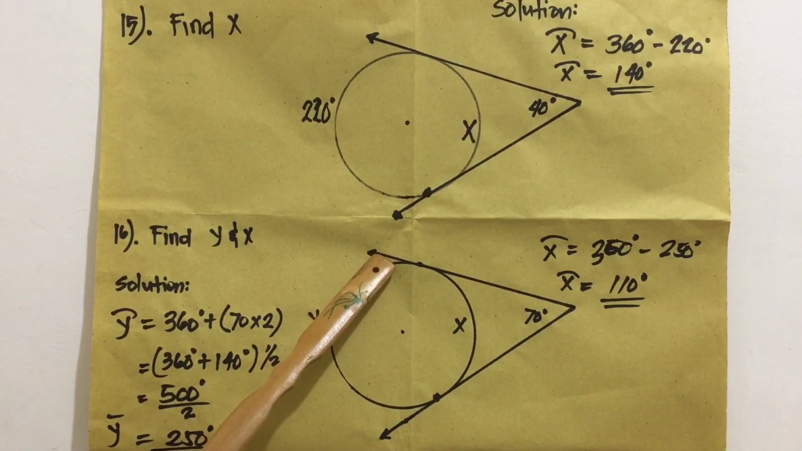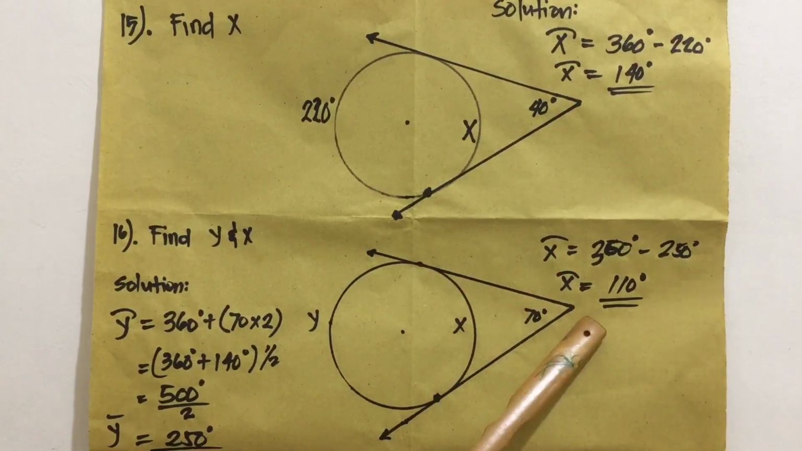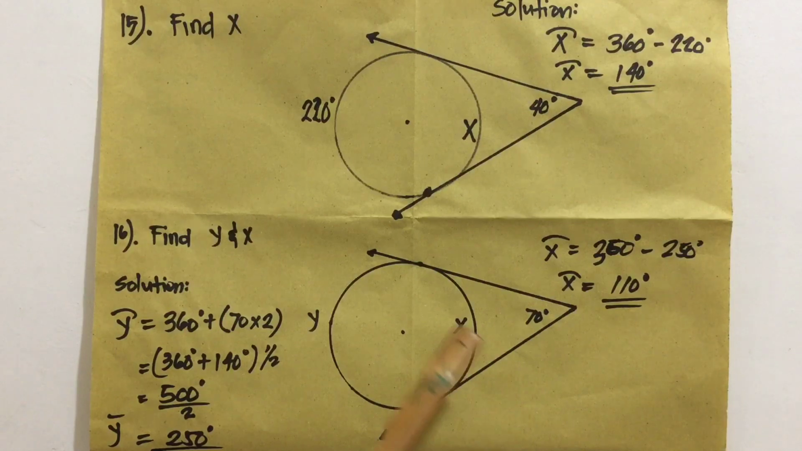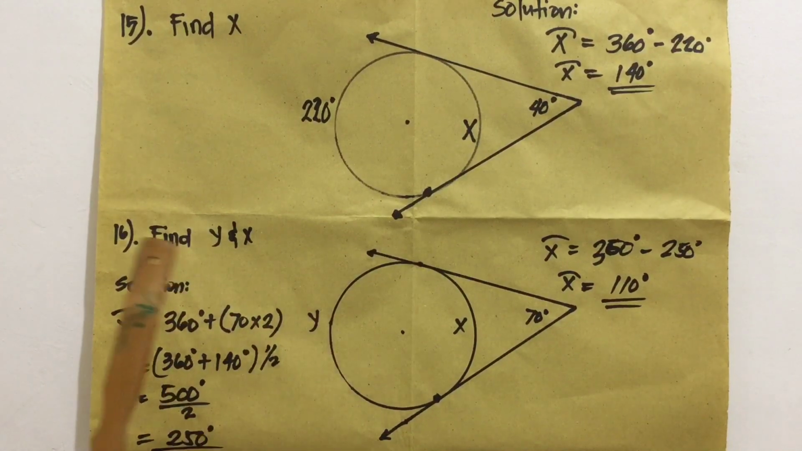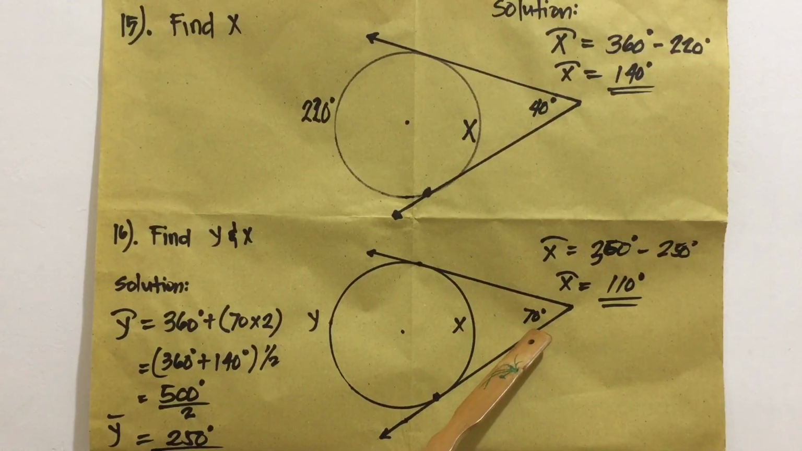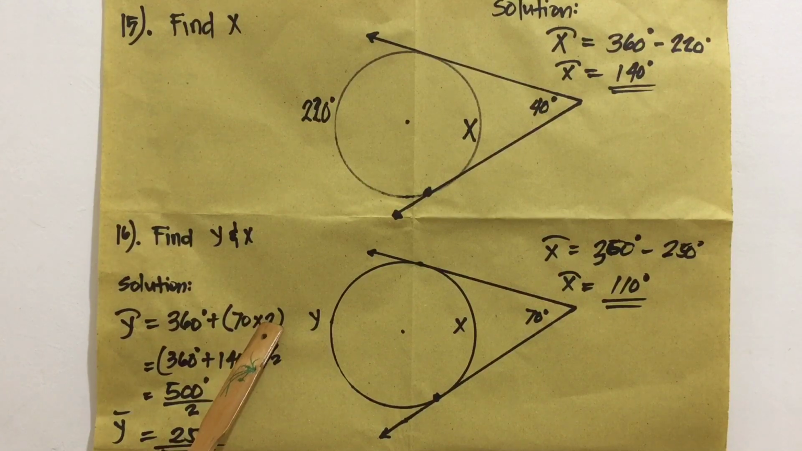The line here is tangent, and also this one is tangent, intersecting each other to form an angle outside of the circle. To find the x, we have to solve first for finding the y. Our first step is we're going to multiply the angle by 2. So that's why we have here 70 times 2.